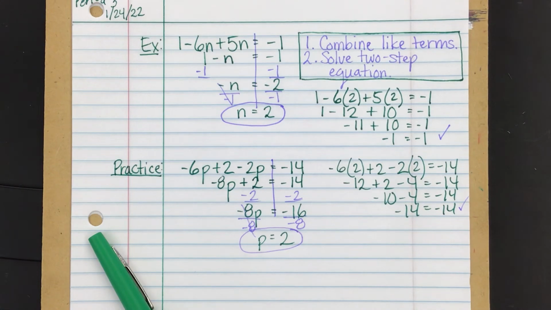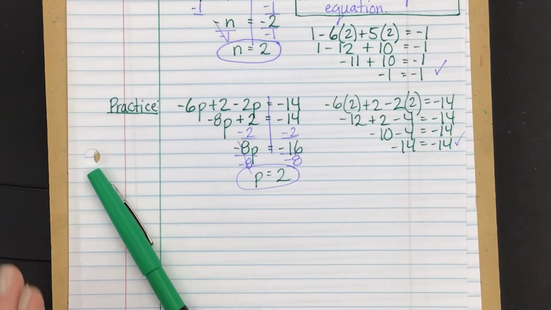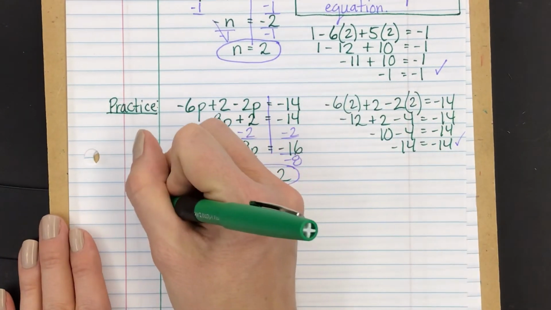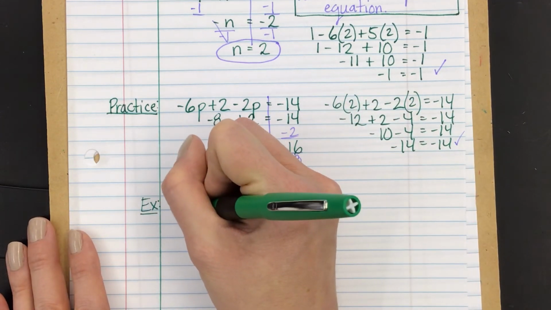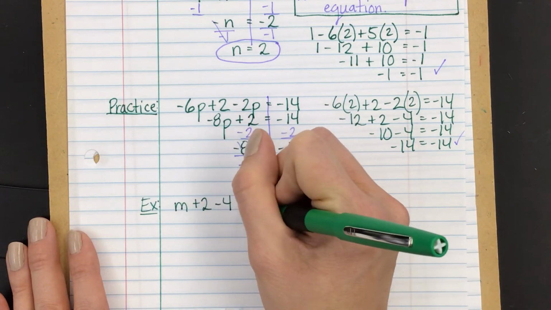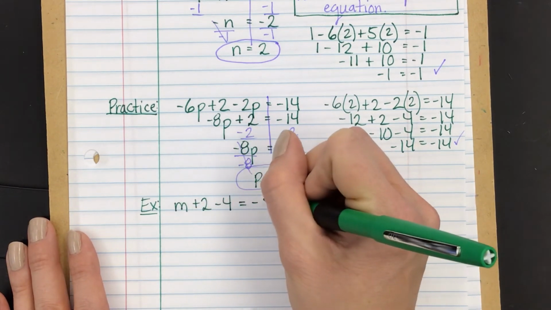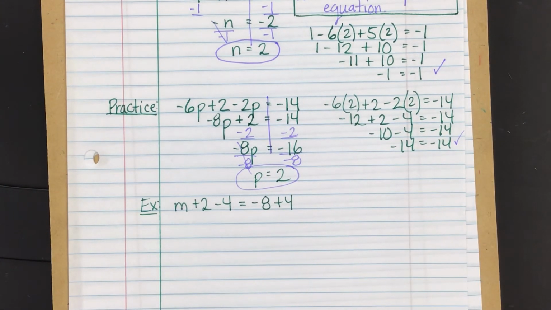Okay, I'm going to show you one more example, and this time we have like terms on both sides of the equal sign. I'm sure that you will be fine on this. I just want to make sure you've seen it in your notes. So m plus 2 minus 4 is equal to 8 plus 4. Well, constants are considered like terms as well. The numbers that do not have a variable are considered like terms, just like our variable terms are, okay?